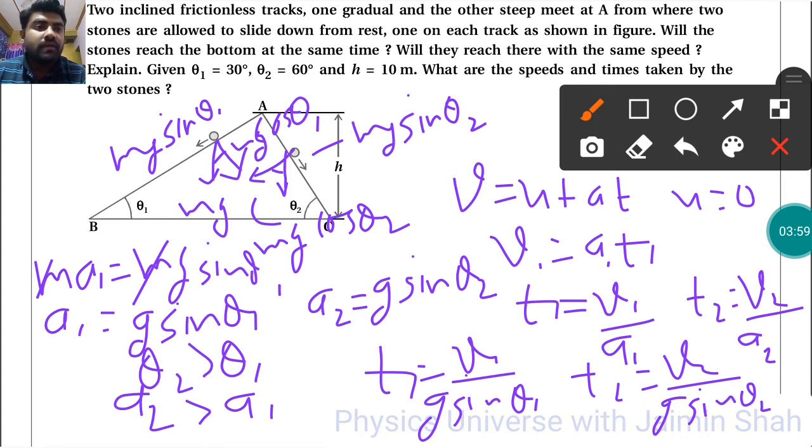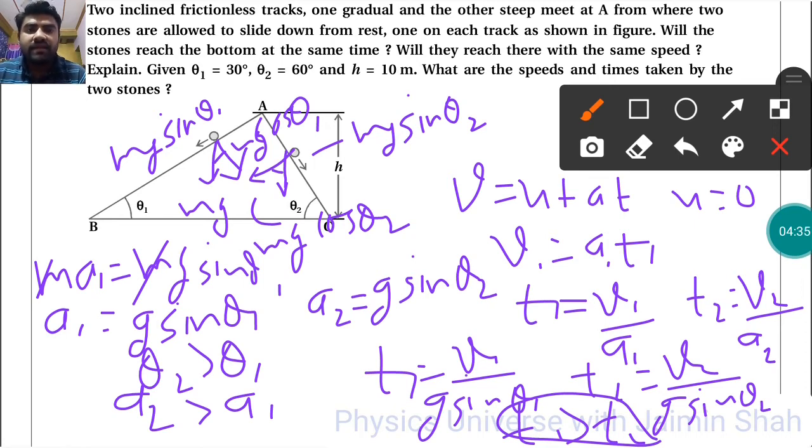Because here again, we don't have the speed, the speed is not there in this whole system. But we can find that if theta 1 is a lesser value, then t1 will be a greater value, and because theta 2 is a greater value, t2 will be lesser. So t1 is greater than t2. That means object 1 will arrive on the ground later than the second object.